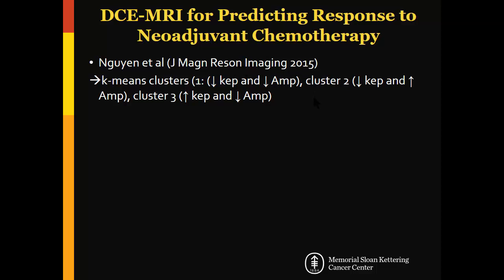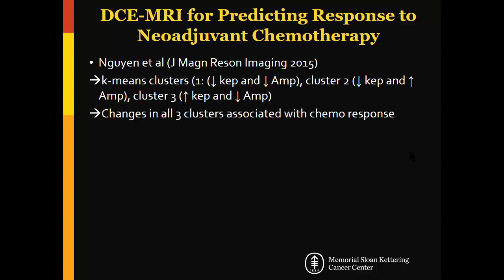Instead of DWI, this paper used DCE. And basically, it used a clustering algorithm, a k-means clustering algorithm, to separate out within the tumors areas that had variable combinations of these two DCE parameters, the KEP and the signal intensity amplitude. So a cluster 1 with both parameters low, cluster 2 with one parameter low and one parameter high, and cluster 3 vice versa. And essentially what this helps do is tap into the concept of tumor heterogeneity.